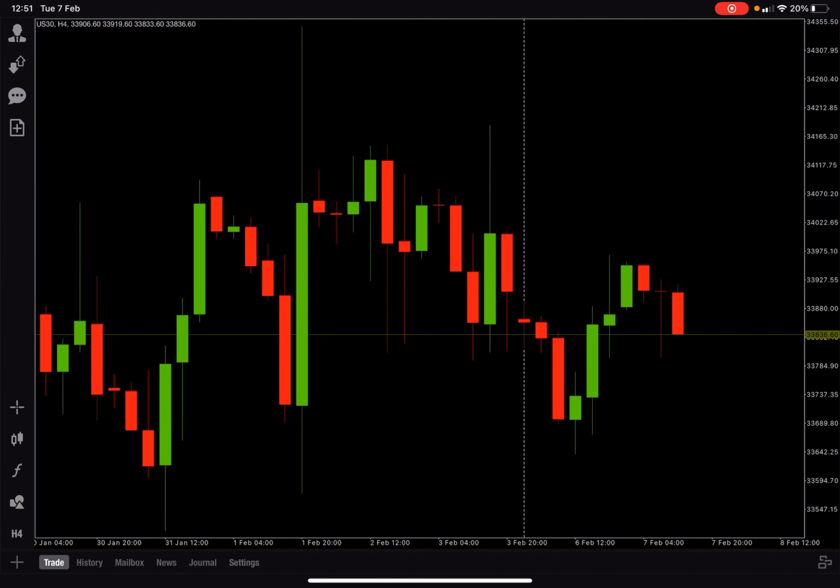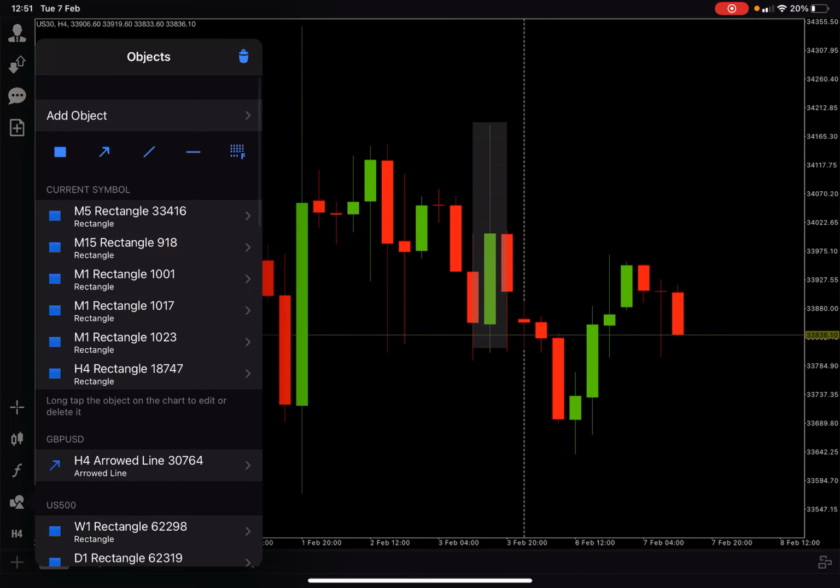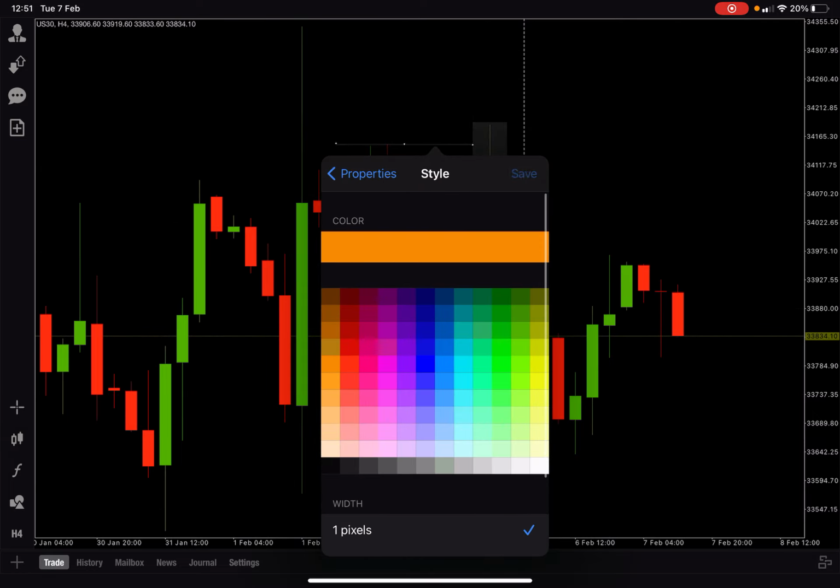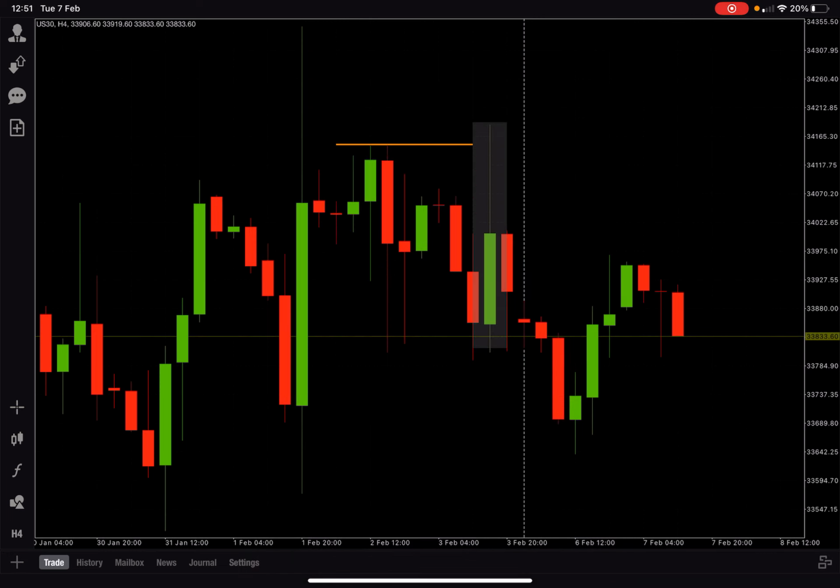Go back to the chart. So what we're focusing on is this candle here, once it has taken the buy side liquidity, which is here. And this is all I do mainly. This is how I form my setups, because you're just following what price is doing.